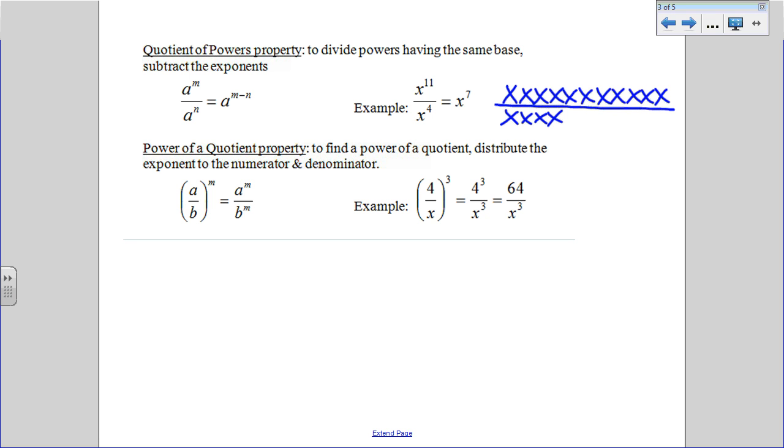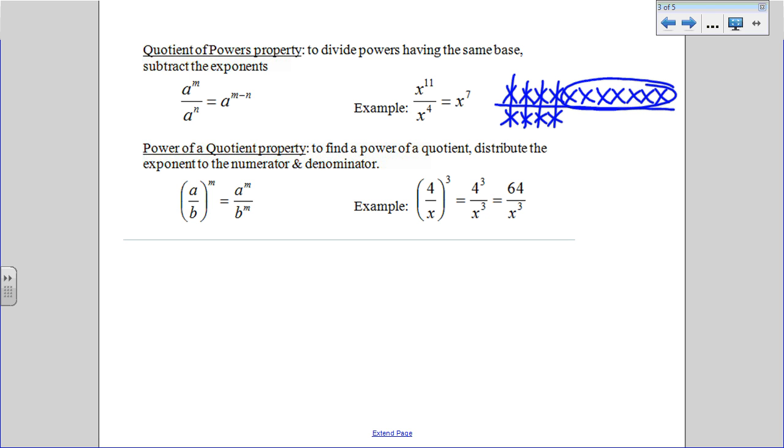Well, hopefully you remember enough about your fractions that if you have the same factor in both the numerator and denominator, you can cancel them out. So if you look and see those 4 x's in your denominator are canceling out, they're subtracting, they're taking away from the numerator. And so that leaves you with 7 x's, so x to the 7th in your numerator.